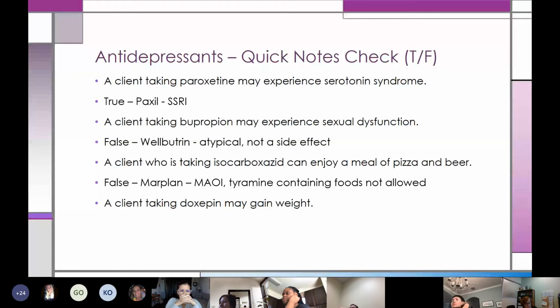Tamsulosin, which is for BPH, which is benign prostatic hyperplasia. It works mainly in the prostate, of course. There are some side effects: dizziness, orthostatic hypotension. And an adverse reaction is priapism.